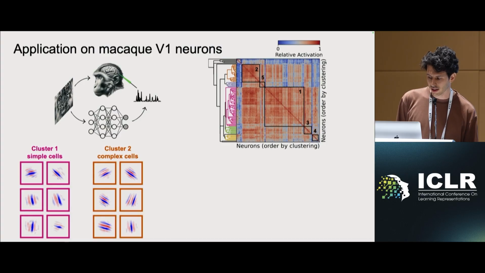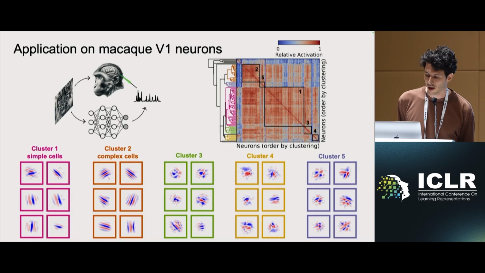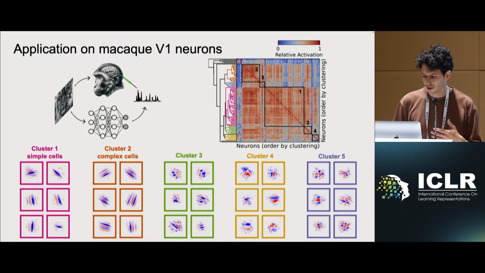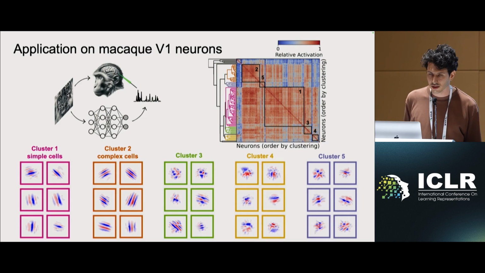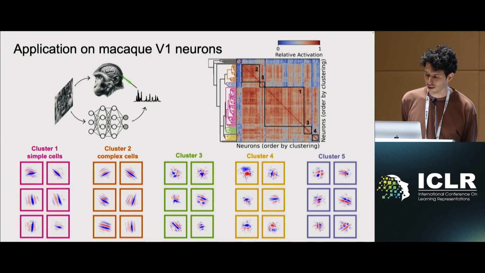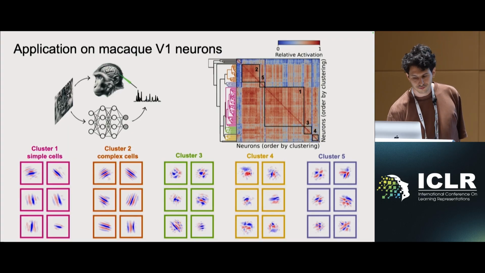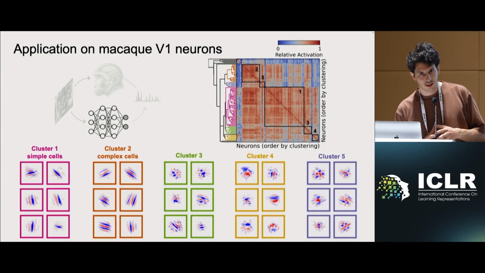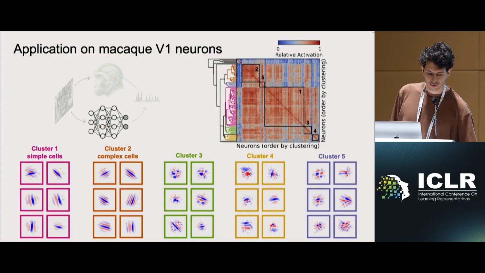However, remarkably, we also identified 3 additional clusters of cells that present invariance properties that were previously not described in literature. And neurons in these clusters seem to be selective to more complicated types of features in the stimuli. So for instance, neurons in cluster 5 seem to be selective to patterns that resemble a little bit more checkerboards.